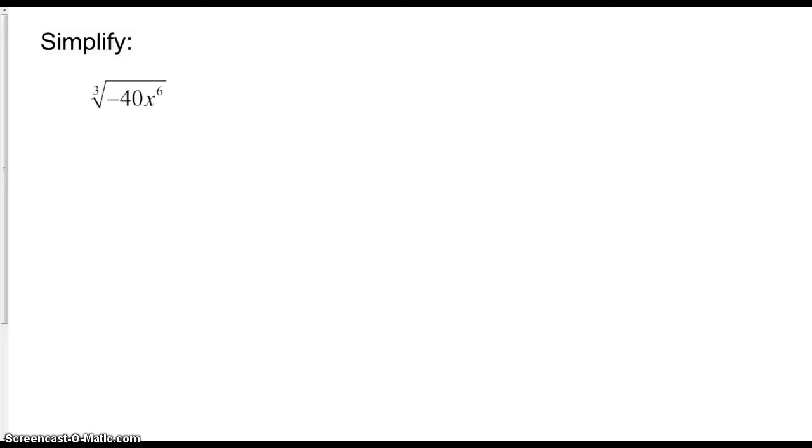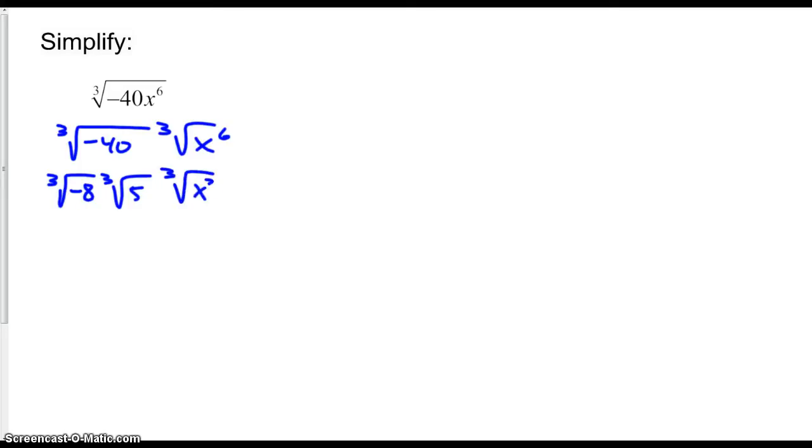Okay, pause this and try it. Okay, same idea here. Let's separate into numbers. Cube root of the x's. And we're going to try to find things that have cube roots. So 8 is a good one for 3. So let's say cube root of negative 8 times cube root of 5, because negative 8 times 5 is negative 20. And then let's split it this way.